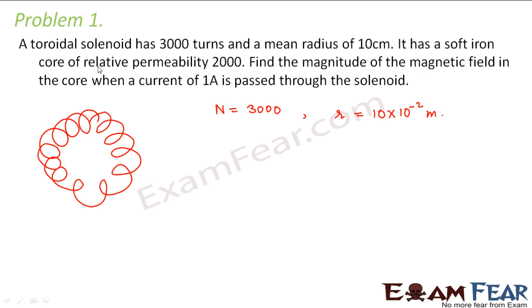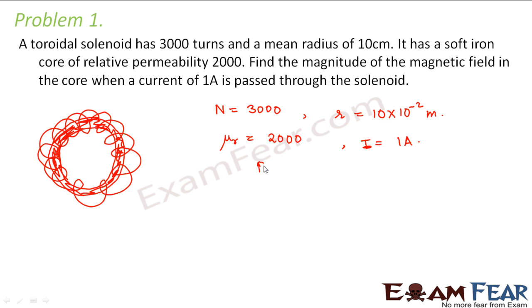It has a soft iron core of relative permeability 2000. Find the magnitude of the magnetic field in the core when a current of 1 ampere is passed through the solenoid. So we have to find the magnitude of the magnetic field in the core. Let us suppose this is the soft iron core inside the solenoid.